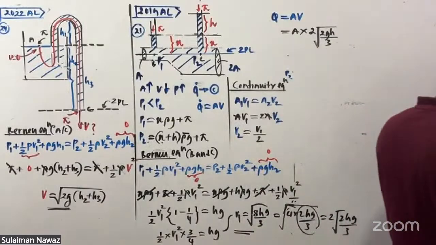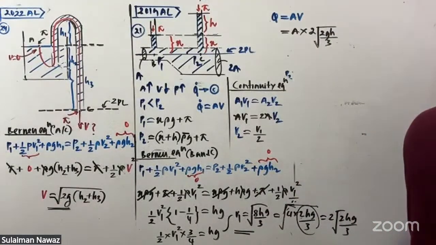Any answer like that? 2A root of 2 hg over 3. Yes, that's an answer. Fifth one is the answer.